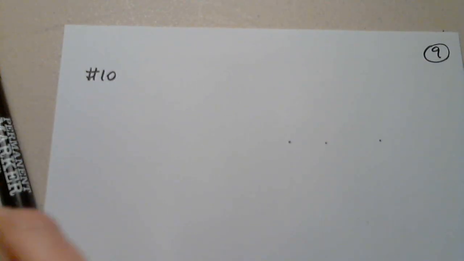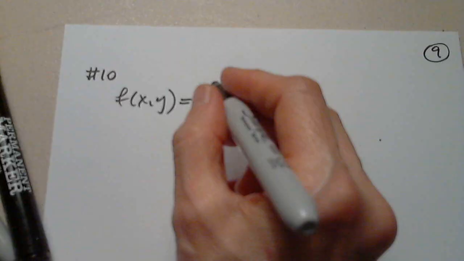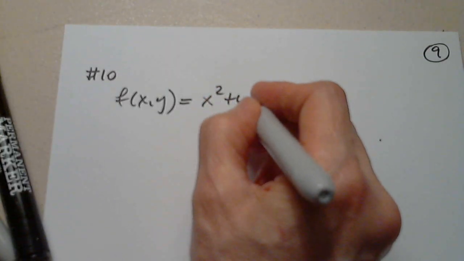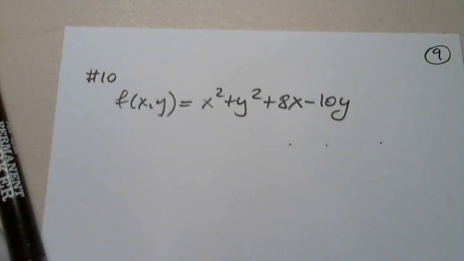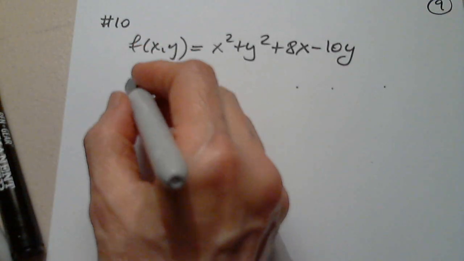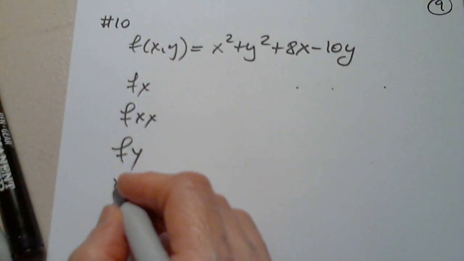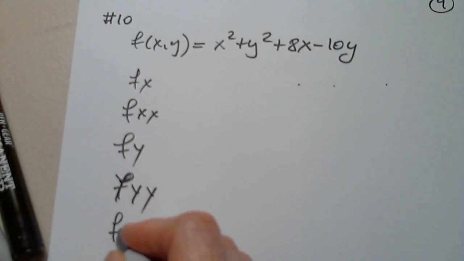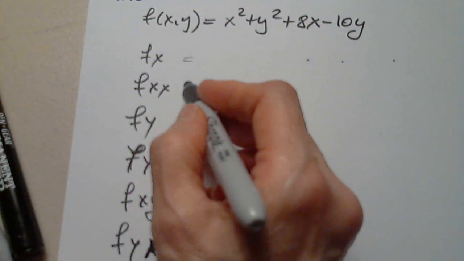Can we do 10? Yes. Let's take a look. Where is 10? I see it. So f of x, y is x squared plus y squared plus 8x minus 10y. Perfect. Good. So we have 6 derivatives to find: fx, fxx, fy, fyy, and fxy, and fyx.